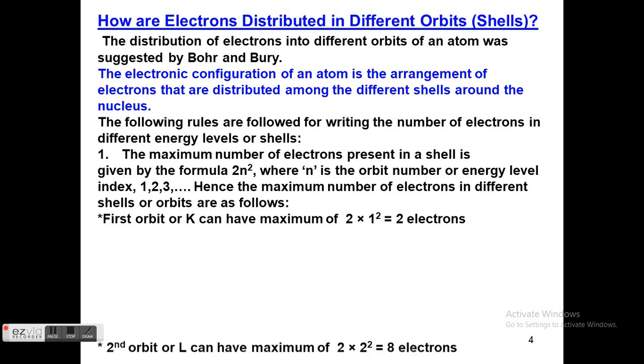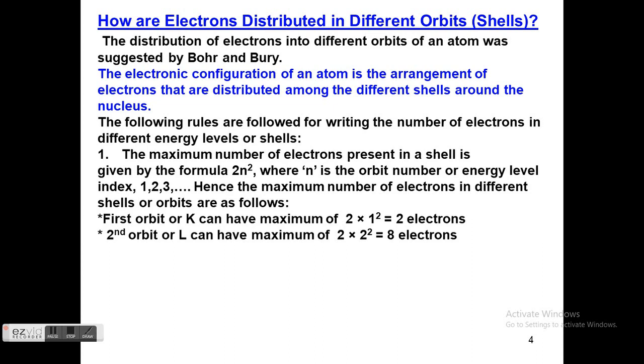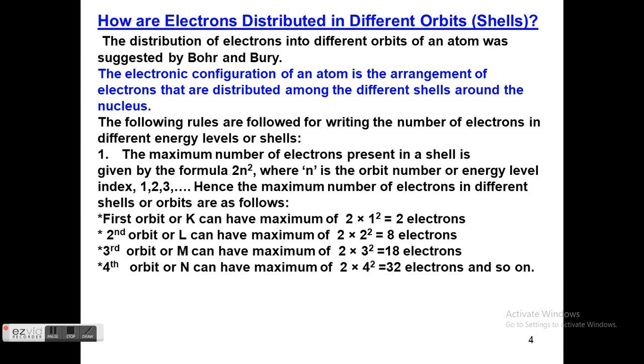The maximum number of electrons in the second orbit or the L shell is 2 into 2 square, that is 8 electrons. In the third orbit or in the M shell, the maximum number of electrons will be 2 into 3 square, that is 18 electrons. In the fourth shell or N shell, the maximum number of electrons will be 2 into 4 square, that is 32 electrons, and it is so in further other orbits also.